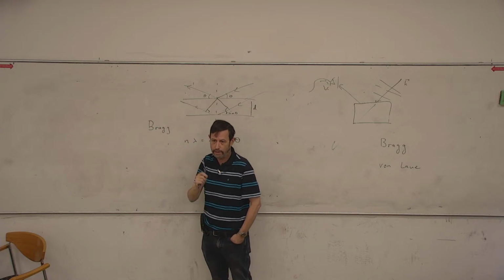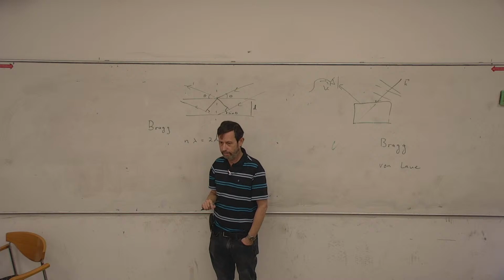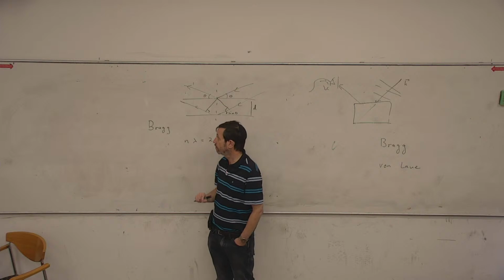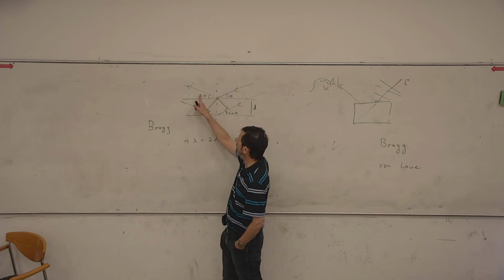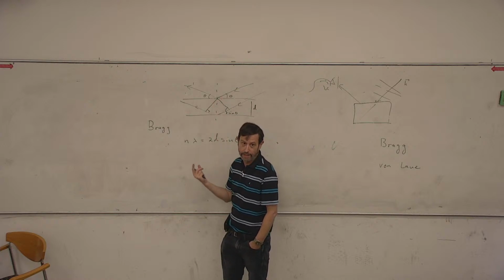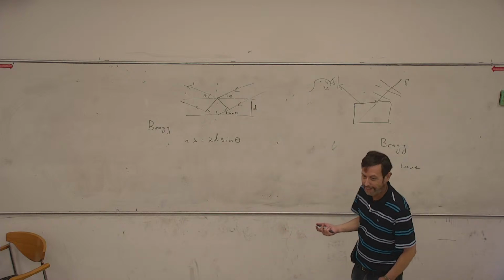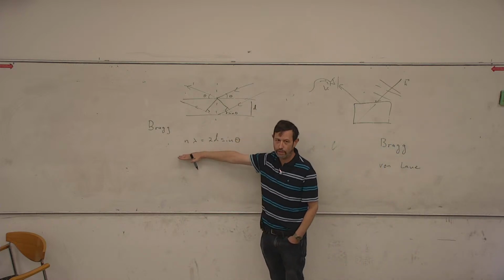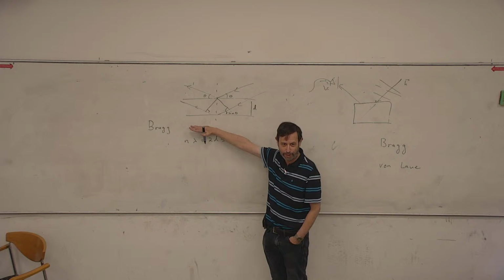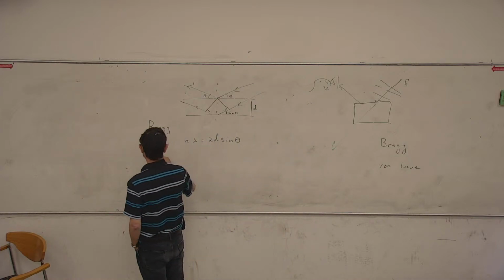And you have to add them in phase in order to get a signal that is not 0. Yes? Is there a good reason we look at the angle theta and not pi minus theta? You can switch between sine and cosine, whatever you feel comfortable with. As I said, that's not the formulation that we'll use. There's a more elegant one, and that's the von Laue description.